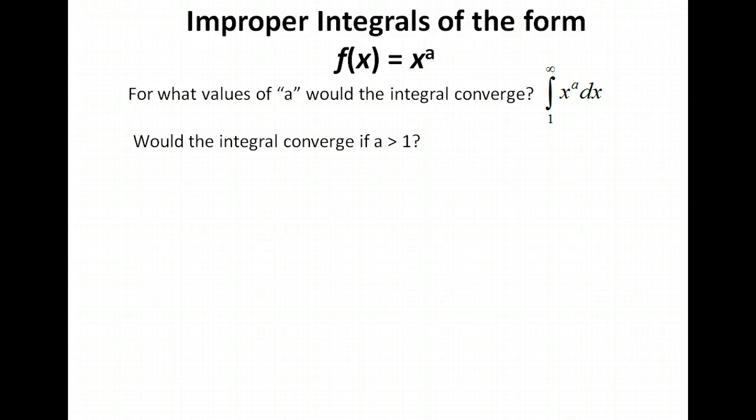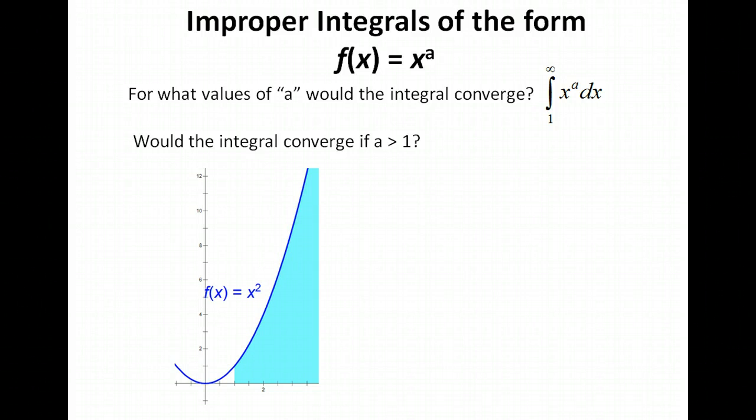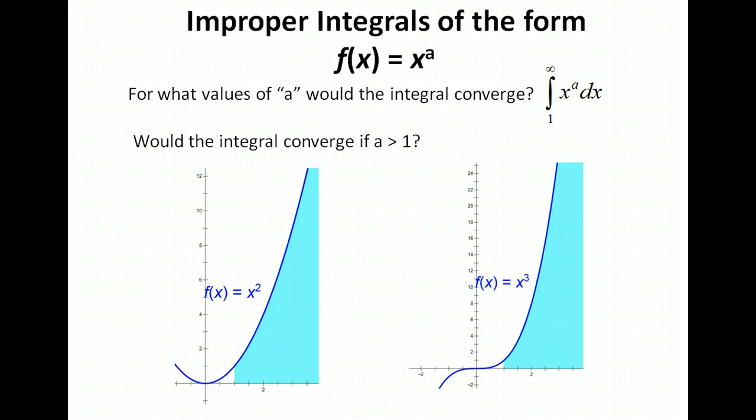Let's suppose that a is equal to 2. That would give us the function x squared. Well, as x goes to infinity, x squared is an increasing function, so the area under the curve continues to increase. The same thing would happen if we had x to the third. It's an increasing function, and the area under the curve continues to increase as we go out to infinity. So we would say that these two integrals would diverge.